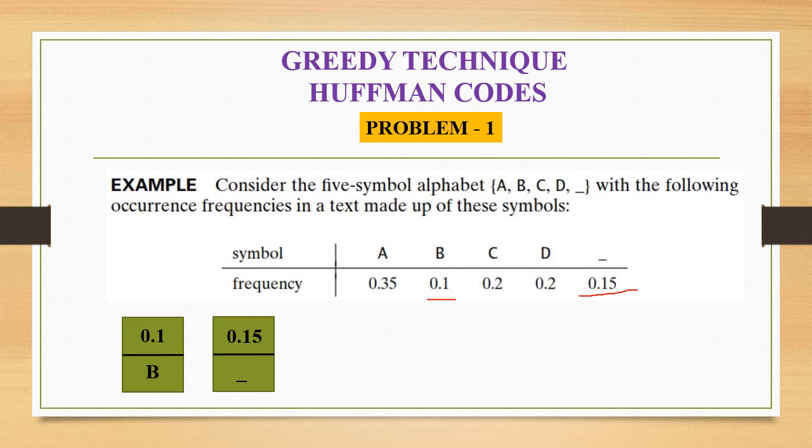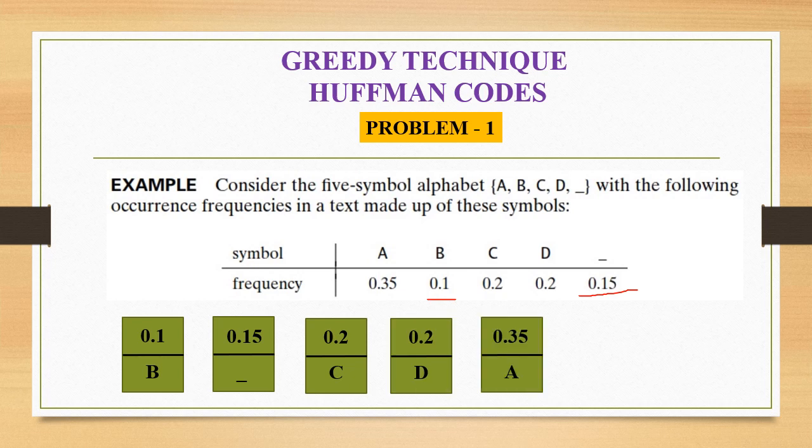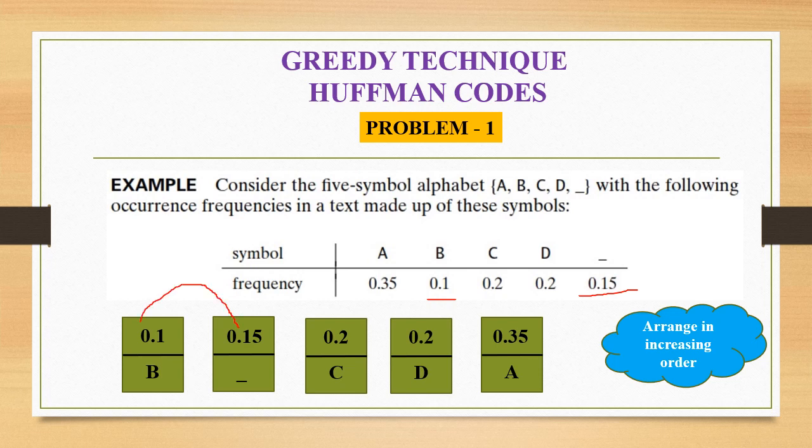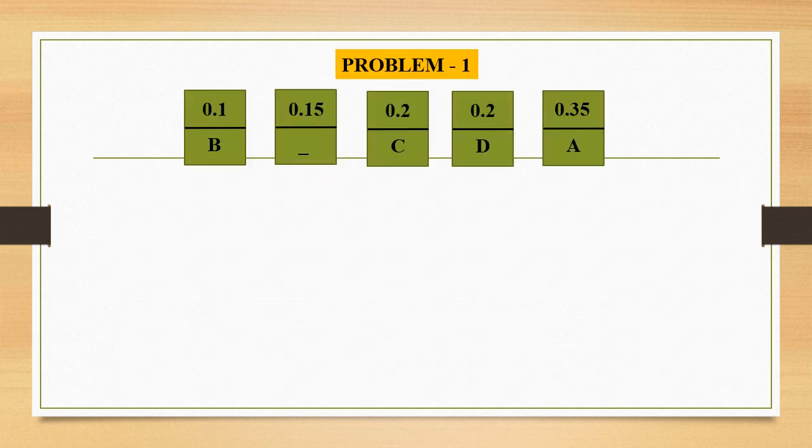Now I have to add the two least probabilities together, so 0.1 and 0.15 will be added together. To make it easier, first I arrange the values in increasing order. Then I add these two values together and find the new frequency value. So after arranging, choose the two minimum values.